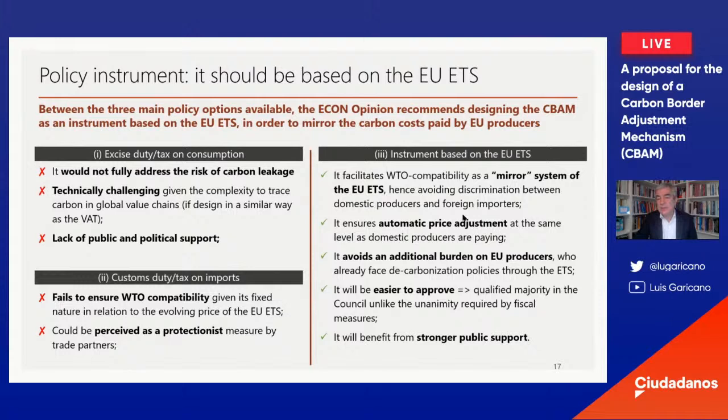Or third, we could have an instrument based on the EU emission trading scheme. The idea is, look, we already have a price, and that's the price that people pay when they generate carbon in Europe. Why don't we get the people abroad paying the exact same price? This is going to be non-discriminatory by definition because they're paying the same. It is going to avoid burdening EU producers that already have to use the ETS. It's easy to approve because it's politically much easier, and it also requires an easier ride through the European institutions, not being a tax, which are always extremely hard to pass in Europe.